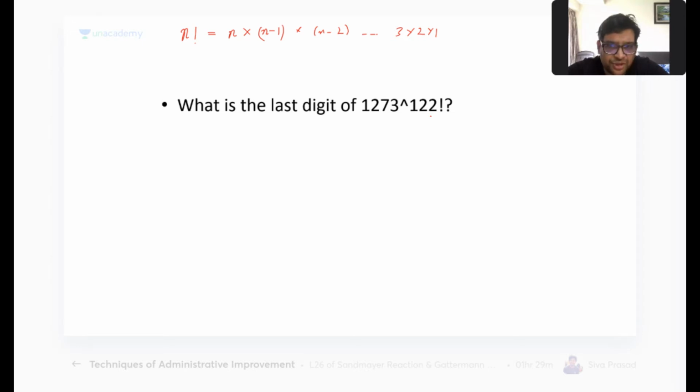Siddharth says it is 3. Kishore says it is 2. Anyone else with an answer? Kishore, it cannot be 2. You have an odd number in the base.